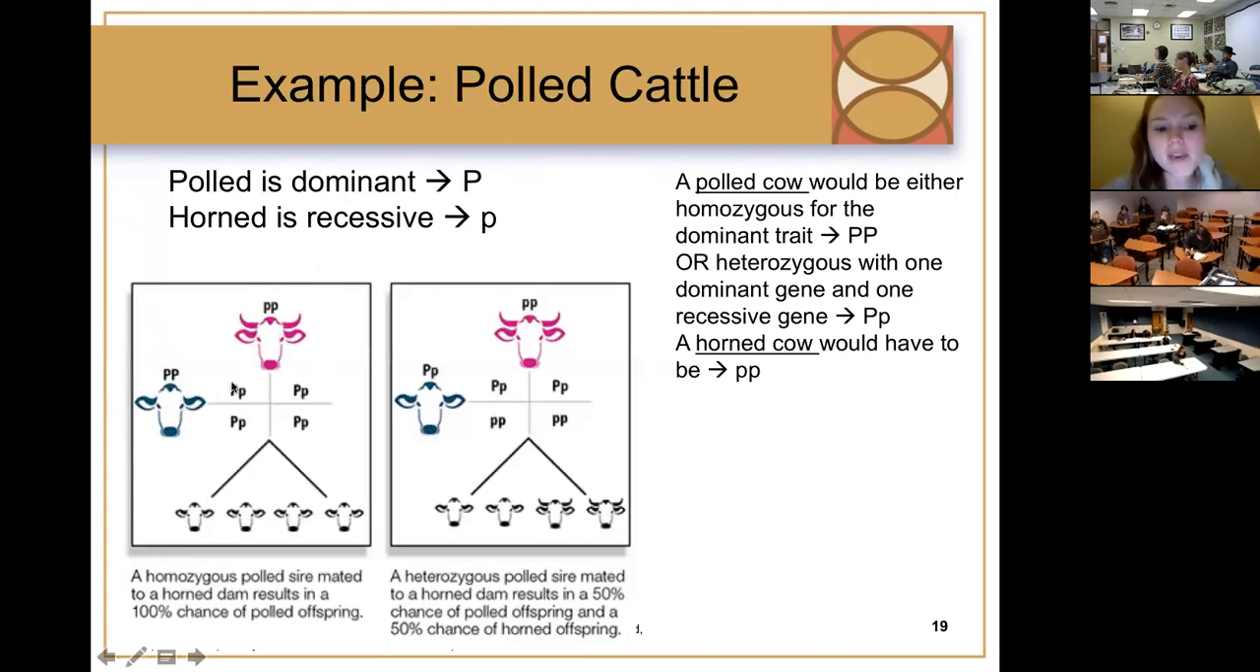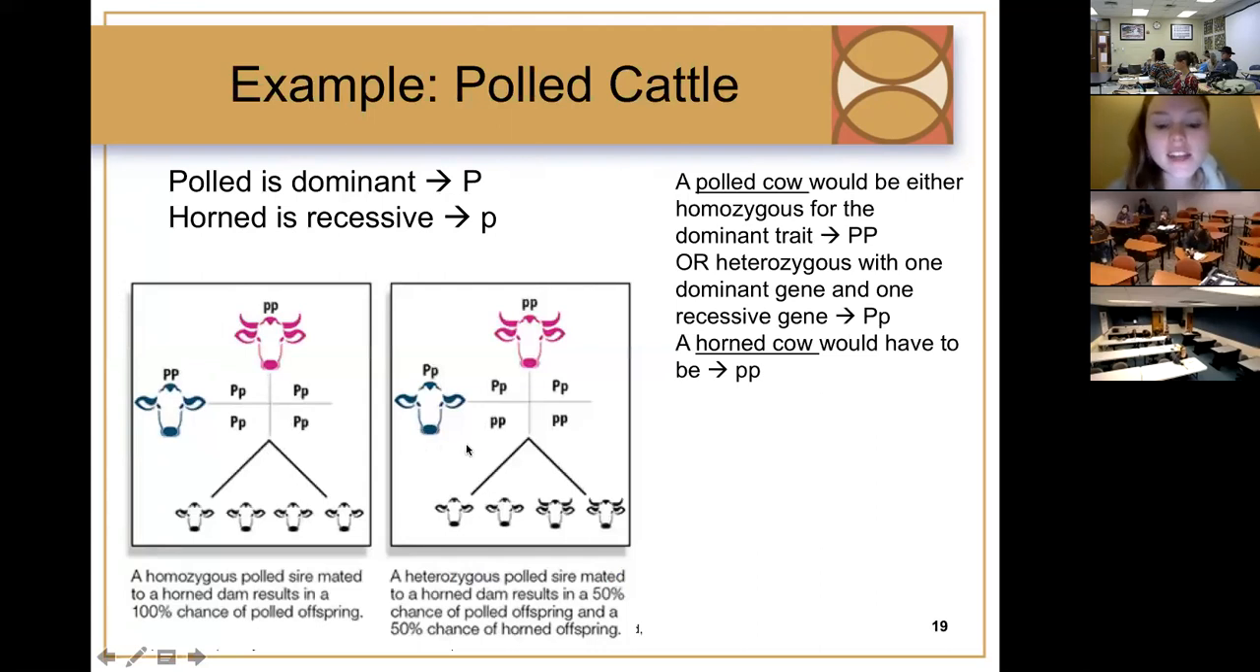So would these offspring be heterozygous or homozygous? Right, heterozygous, because they have one big P and one little p. They have different ones. So would this offspring be polled, or would they have horns, based on polled being dominant? Polled. Right, so all of these would be polled in that particular cross because that's dominant. And the father only has big P's to offer.